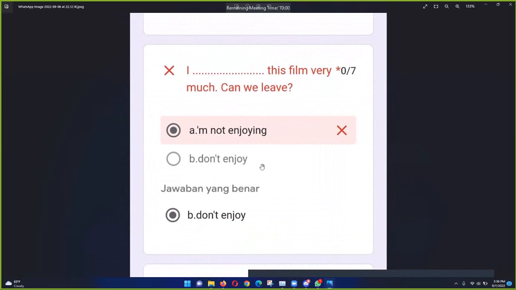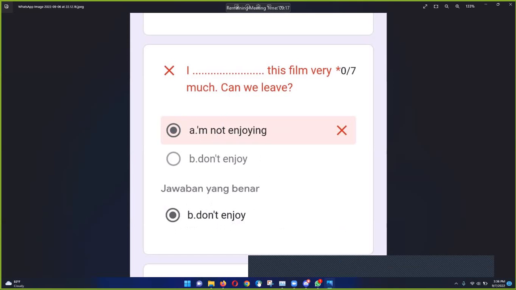Yes, that's good. About this question, it says "I ... this film very much. Can we live?" Shouldn't it be continuous? At the moment they are watching the film, so the subject is not enjoying the film. So shouldn't it be "I am not enjoying"? But here the right answer is "don't enjoy". Can you explain why the answer is like that?